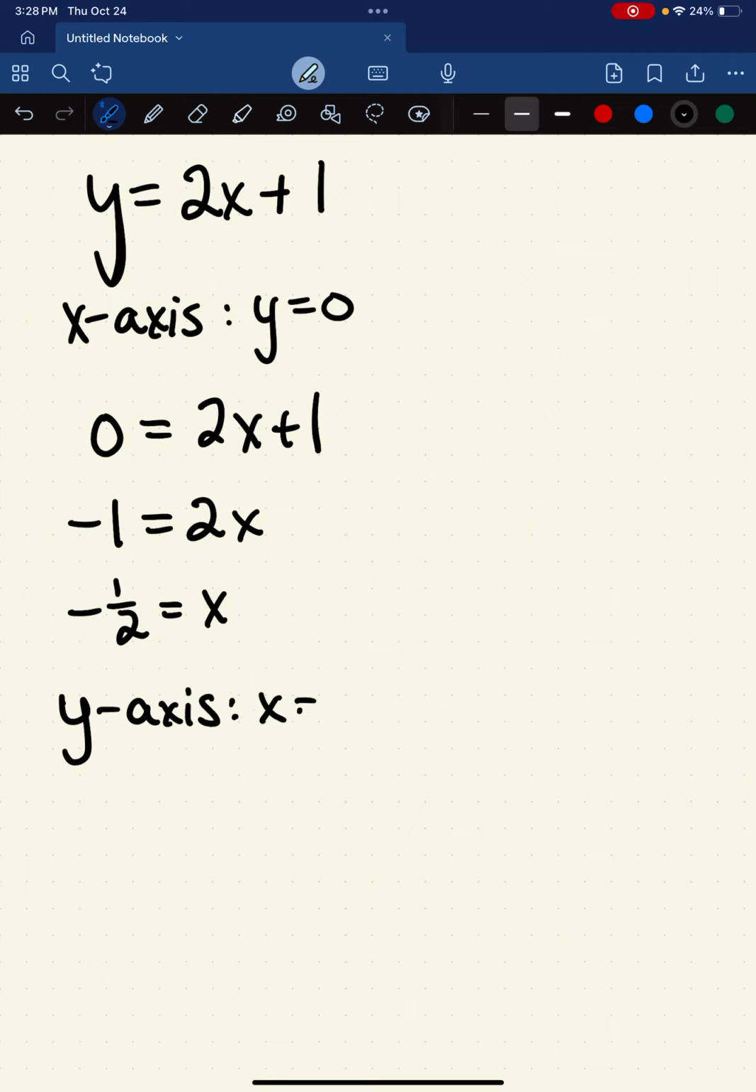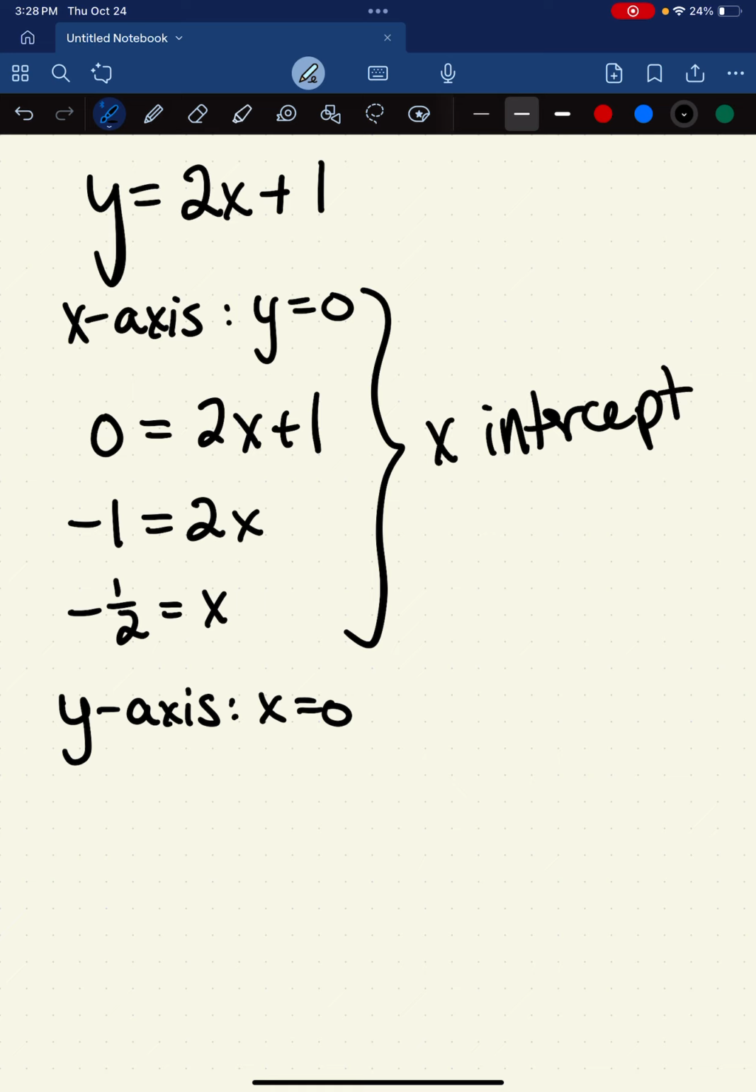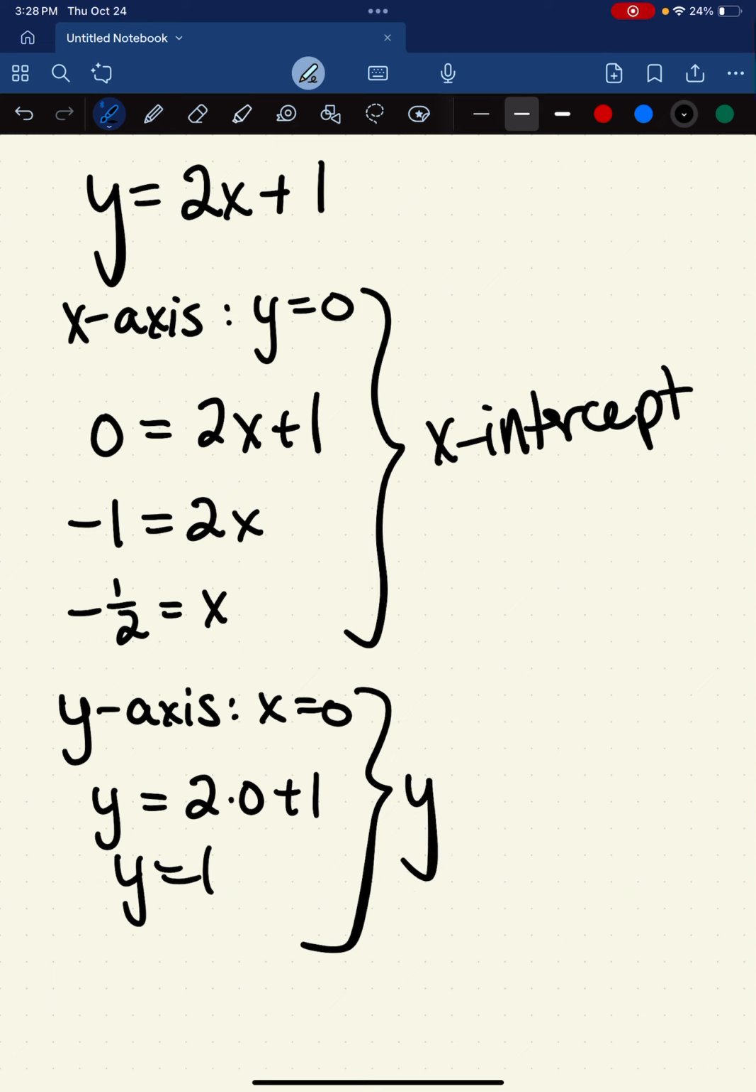So the y-axis is when x is 0. Oh, by the way, I don't even think I mentioned this. This is called the x-intercept. For the y-axis, we're going to let x be 0, so we get y is 2 times 0 plus 1. We get y is 1 as we expected. And this, we calculated the y-intercept.